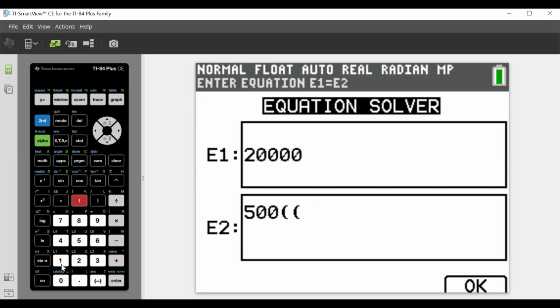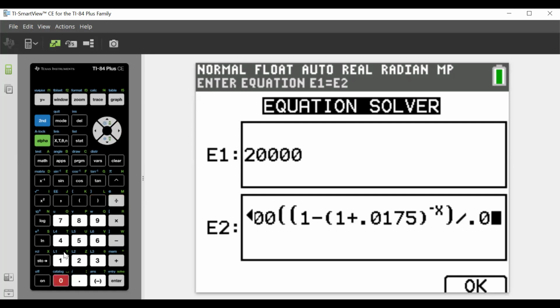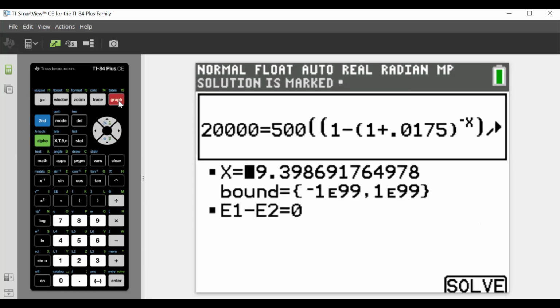So in the numerator we'll have 1 minus, and then 1 plus 0.0175, and then that's to the power negative x. We don't have an n option, so we just do that. Then in parentheses, so that has all of that, and then divided by our 0.0175. Hopefully, if we hit graph and solve, that gives us the answer. So n is going to be 69.3987.